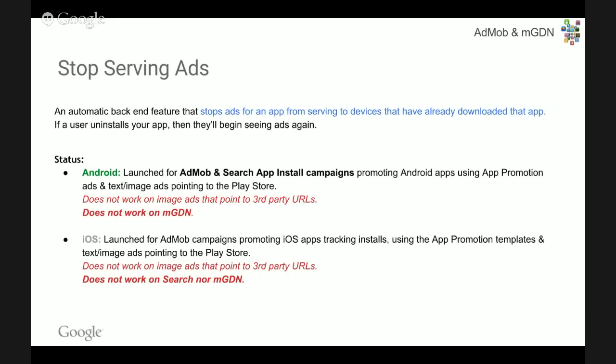Second one, stop serving ads. I saw so many app campaigns running negative remarketing to exclude those users that already have the app. This is not necessary. Just for your information, on Android and iOS, all users who already have your app won't see your ad again. Okay, so you don't need to do negative remarketing to exclude these users. This doesn't work on MGDN for Android, and doesn't work on iOS, on search and MGDN.